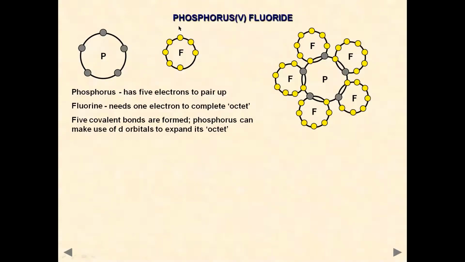Right, in this example, we've got phosphorus fluoride. So phosphorus has 5 electrons to pair up. Fluorine needs only 1 electron to complete its outer shell. Phosphorus can also use d orbitals to expand its octet. Again, that is not really important at this stage.